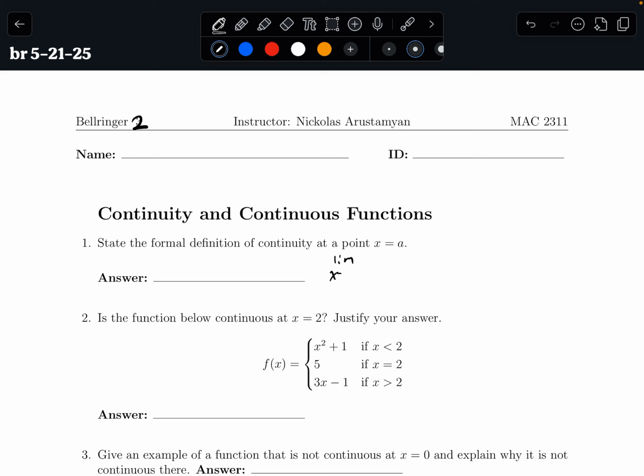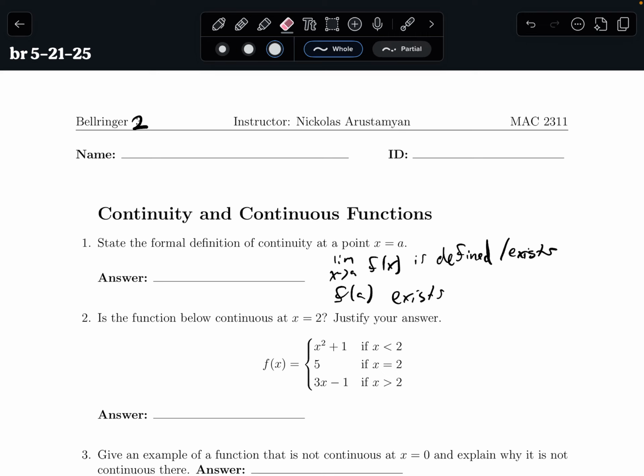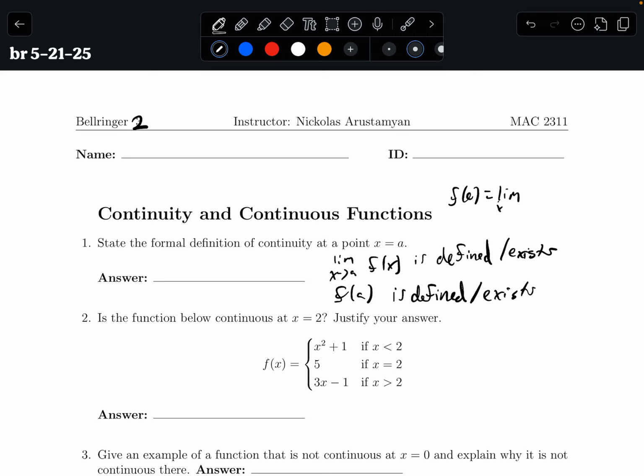The limit as x goes to a of f of x is defined, or some people will say exists. f of a exists, or maybe I'll say is defined. And finally, since we know that they exist, now I can say that f of a equals the limit as x goes to a of f of x. So basically, the limit exists, the function value exists, and they're the same thing.